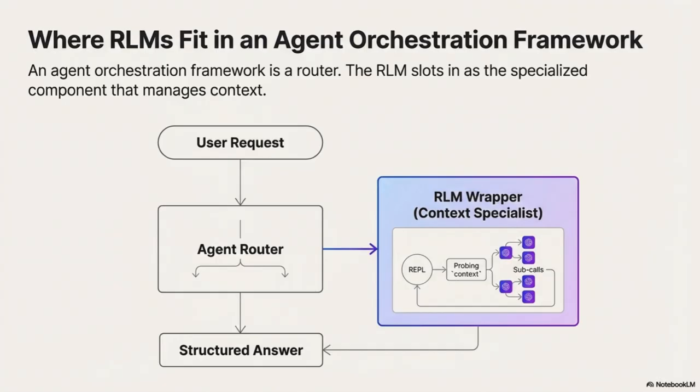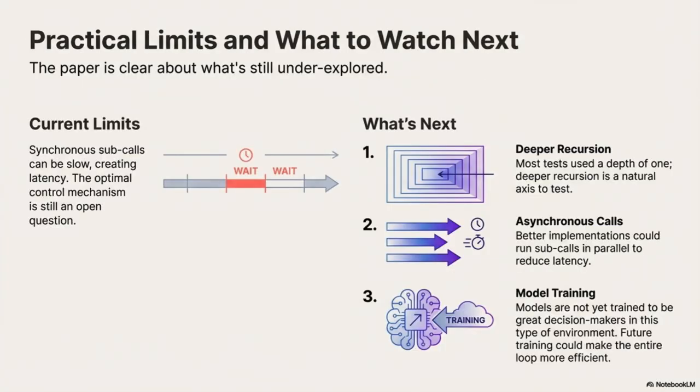This whole approach feels like it was built to slot right into modern agent orchestration frameworks. Is that where the authors see it fitting? Yes, absolutely. Think of an agent router. The router decides if a request needs search, which would be RAG, or code execution, or context management. The RLM becomes the specialist for context management. So the router sends the request, and the RLM takes over with its internal loop to inspect the prompt. And that's how you get stable, repeatable control over these huge inputs inside a bigger agent system.